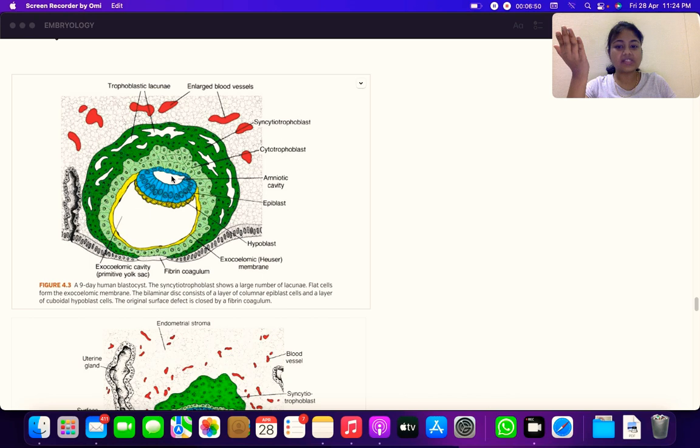Above the epiblast you have the amniotic cavity, and below the hypoblast you have the yolk sac. So the amniotic cavity is bounded by cytotrophoblast above and the epiblast below. The yolk sac is bounded by cytotrophoblast below and the hypoblast above. This is the boundary.